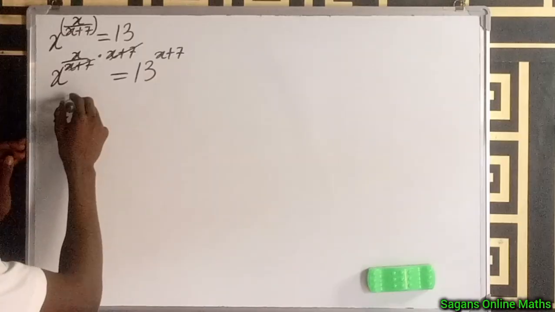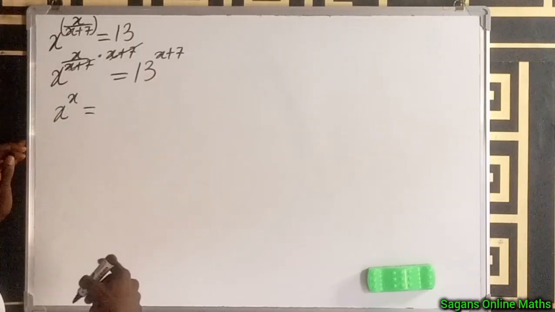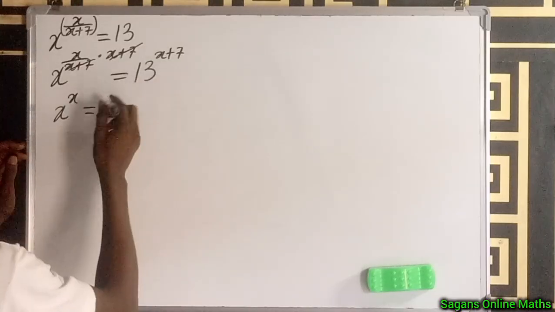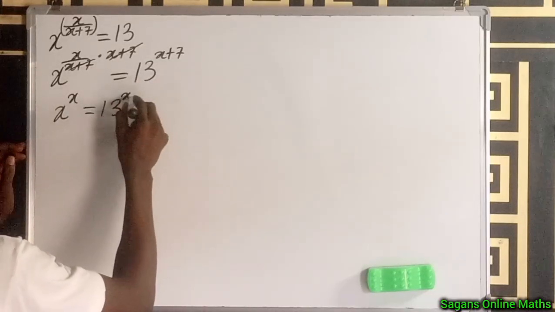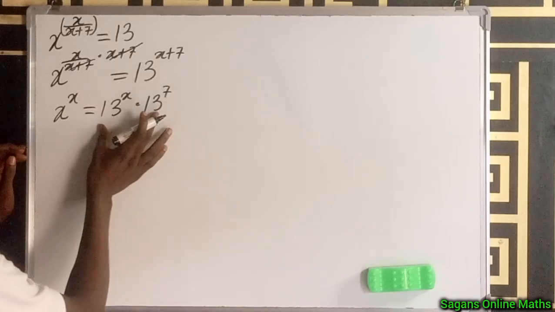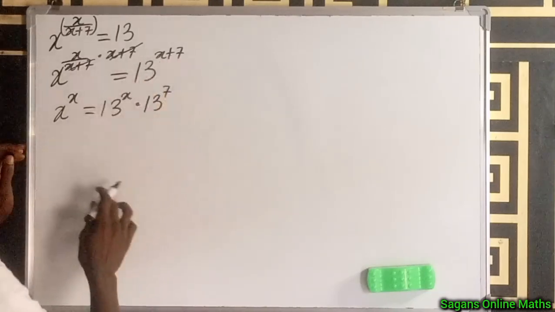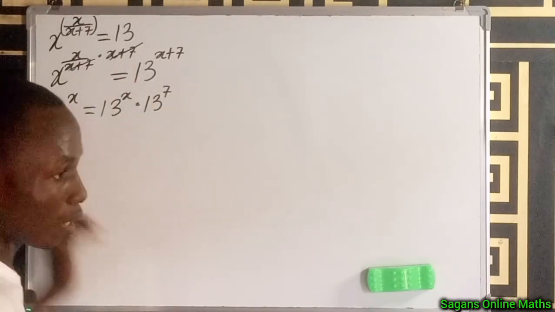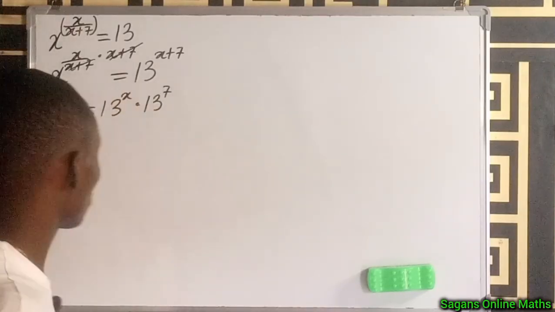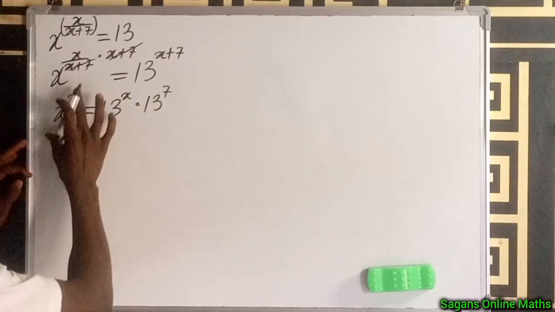So now that is x to the power of x equals to 13 to the power of x plus 7. Now if we obey the multiplication law of indices, we can split this as 13 to the power of x multiplied by 13 to the power of 7. Because if the bases are the same, we can take a single base and add the exponents and we'll have exactly what is here. Wow, this is fantastic, right?